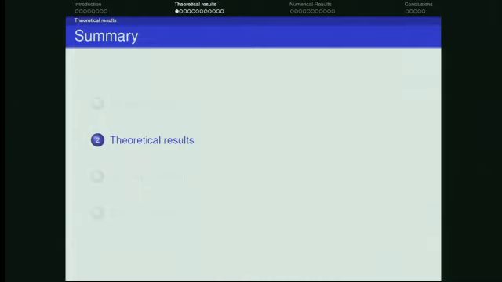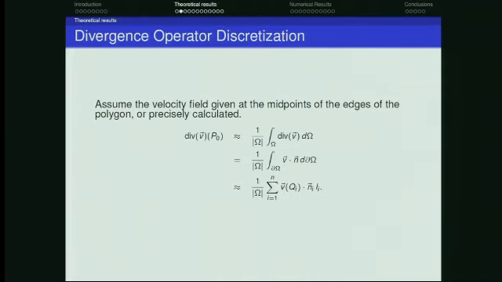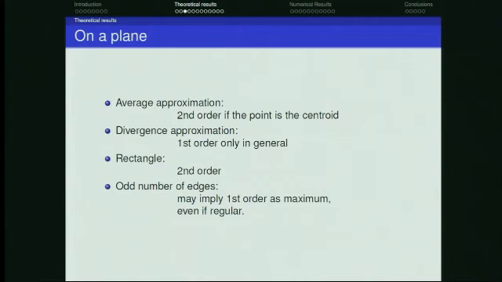Okay, some theoretical results. We are doing some simplifications here. This is really a simplified thing, but I think it answers these questions well. Assume the velocity fields given at the midpoints of the edges of the polygon are precisely calculated. Then we have this discretization that I showed you. The first is an approximation of the average of the cell, and this one is due to the integration.